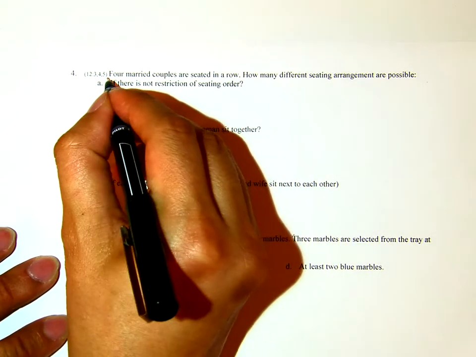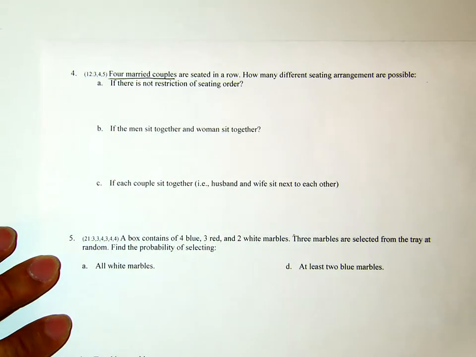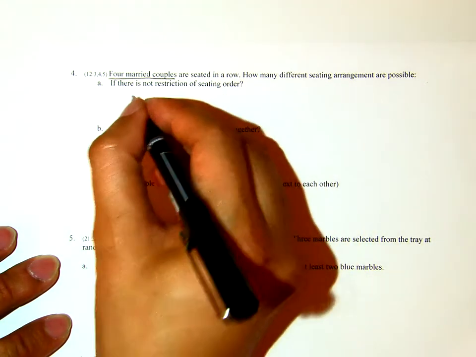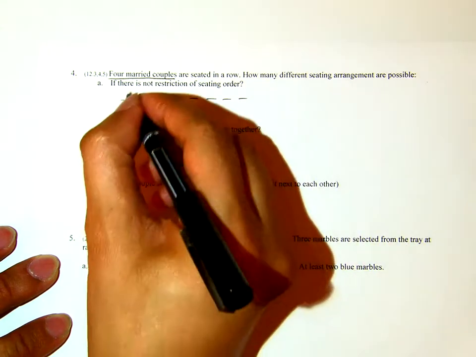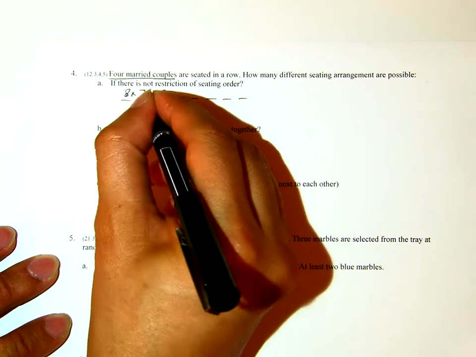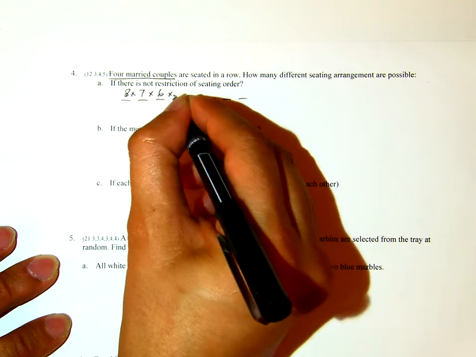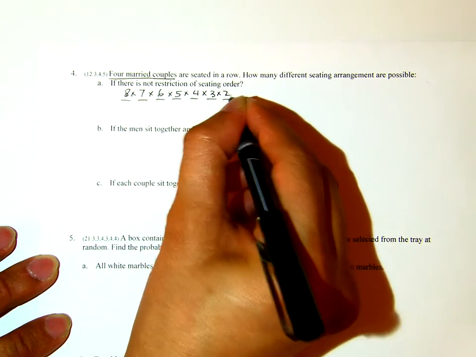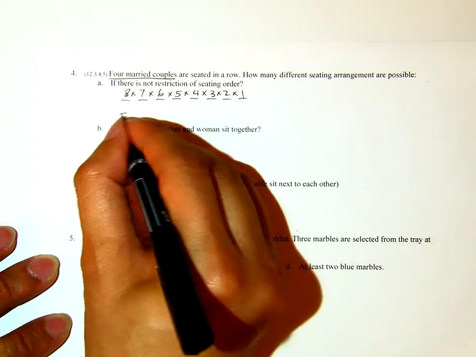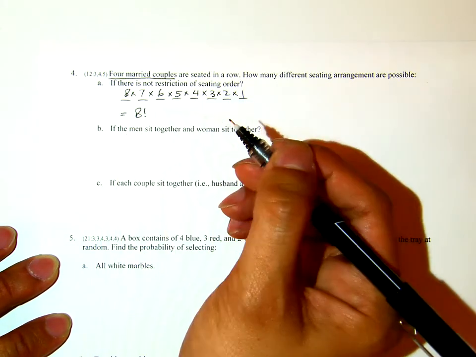Now notice that there are 4 couples, means there are 8 people. Now of these 8 people, if there is no restriction on the seating, then there are 8 people, right? And in the first place there are 8 choices: 7 and 6, 5, 4, 3, 2, 1, which, if you think about this, is actually 8 factorial.